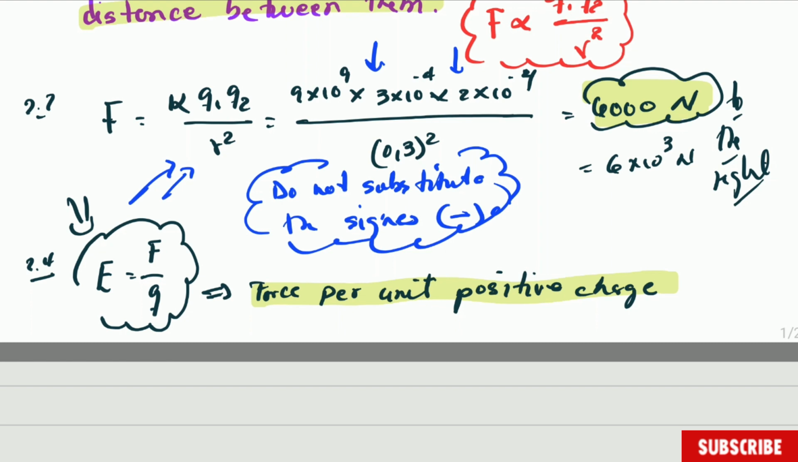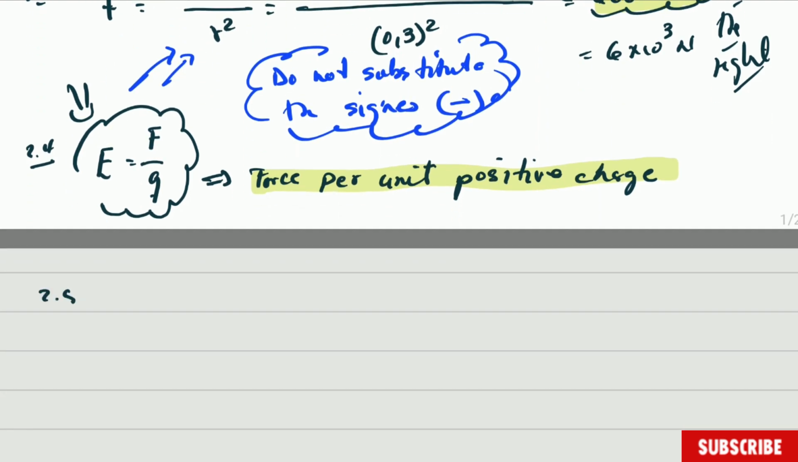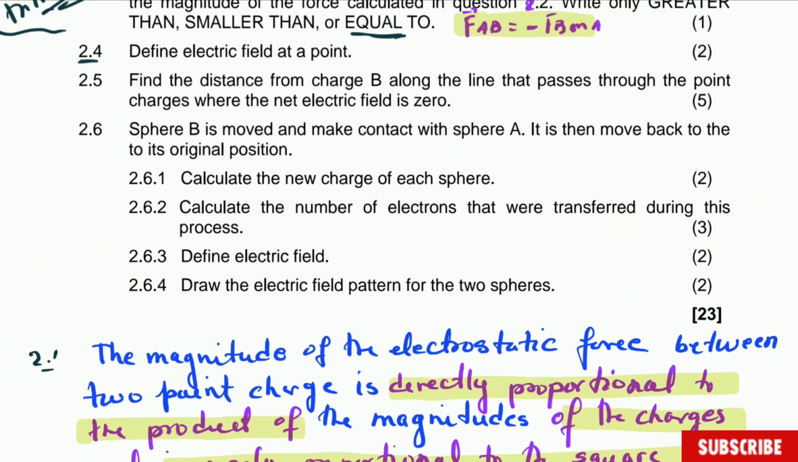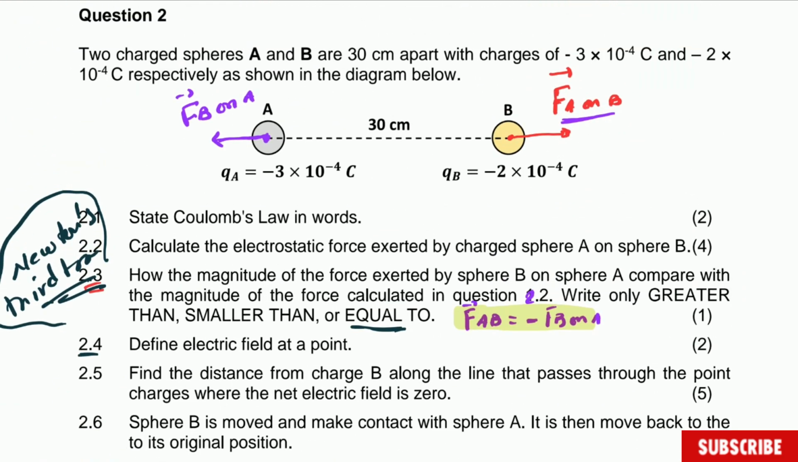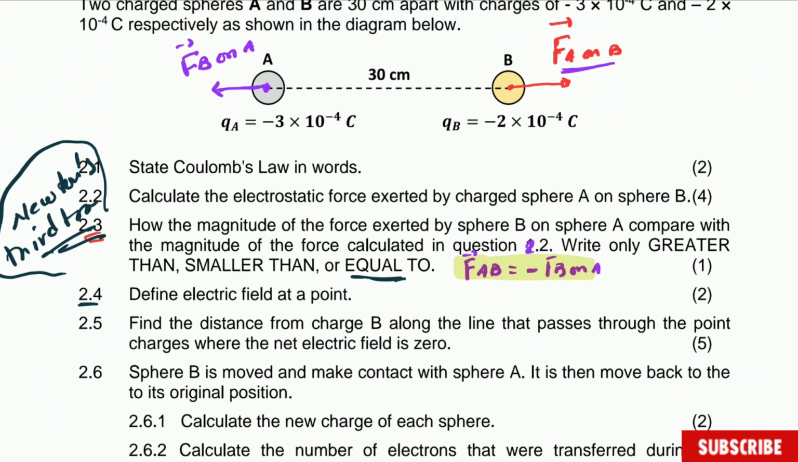So let's go to question 2.5, which is the most difficult question in this test, and is in actual fact a difficult question, by the way. So let's answer question 2.5. It says find the distance from B. They want the distance from B, just B, along the line that passes through the point charges where the net electric field is 0.